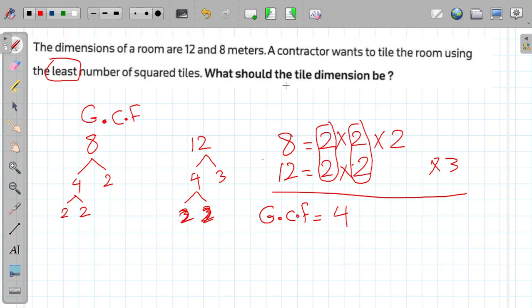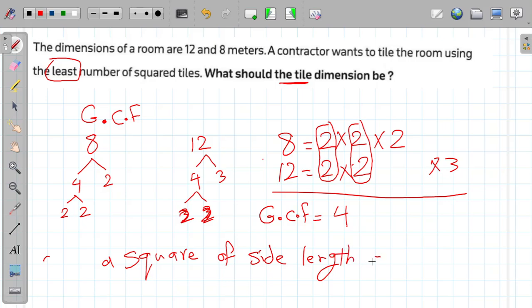So the dimensions of the tile will be a square of side length equals 4 meters.